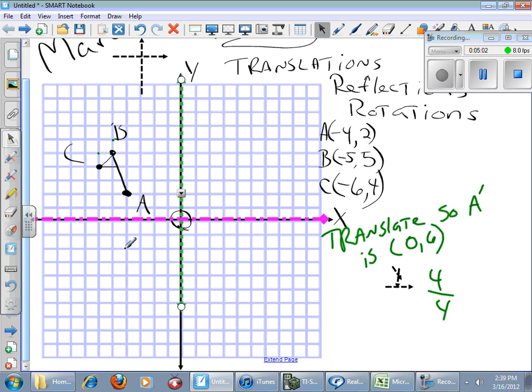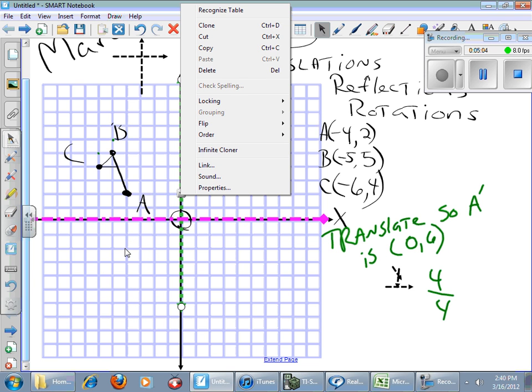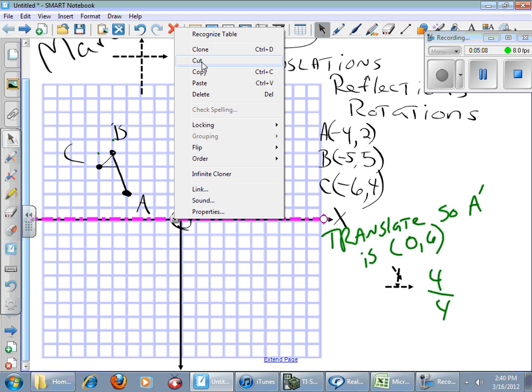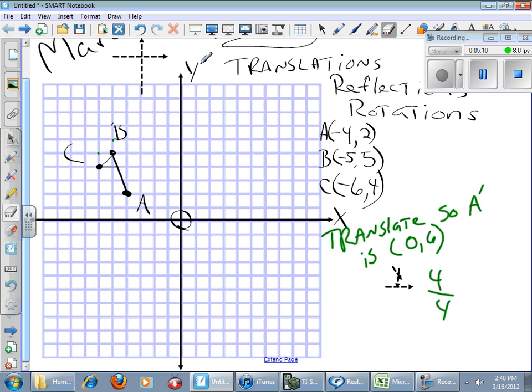Let me get rid of my mirrors because I don't need them for rotations. I only need them for reflections. Now, a lot of you aren't using your coordinates. Use your coordinates. And here's what I'm going to do.